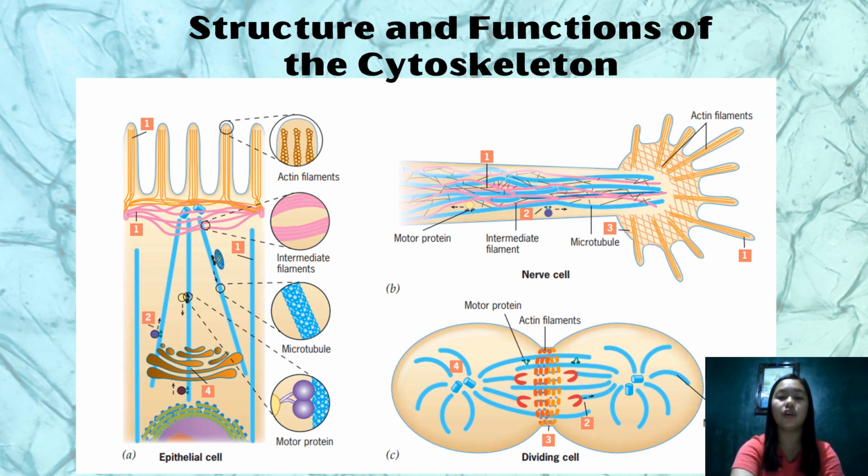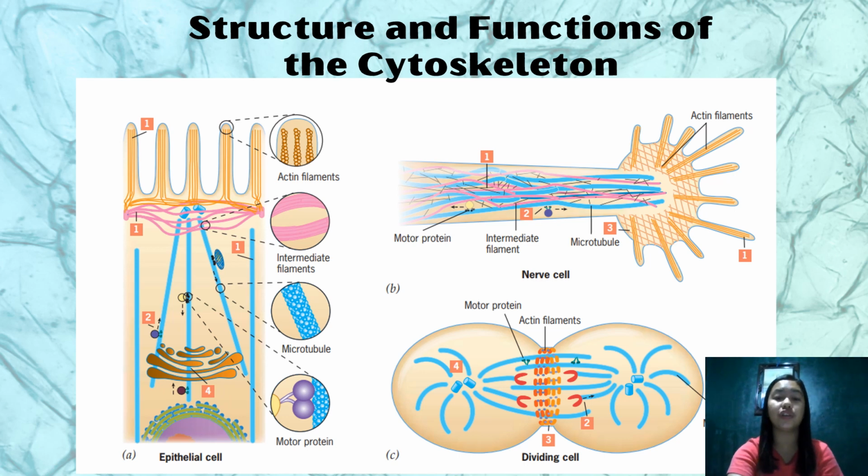Microtubules also contribute to maintaining the shape and structure of the cell. Intermediate filaments provide structural support for the cell, particularly in epithelial cells exposed to mechanical stress. For instance, epithelial cells in the skin are constantly exposed to friction and abrasion, and intermediate filaments help protect the cell against damage. Now, the actin filaments support microvilli on the cell surface.